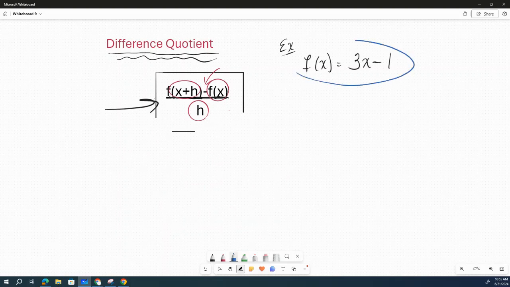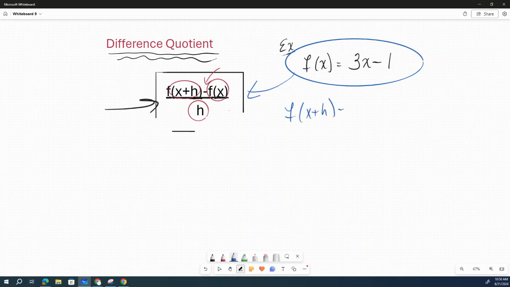Okay, so let's say I'm given f of x is equal to 3x minus 1, and I want to find the difference quotient of this. So here we go. I'm going to say f of x plus h minus f of x over h. And you'll be like, why did you just write that again? Because that's what we do in math.